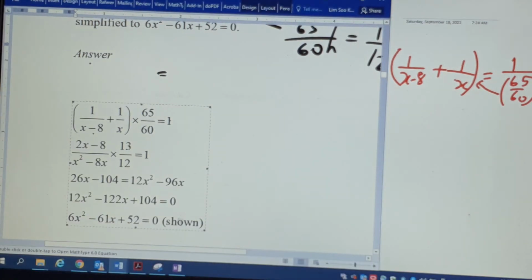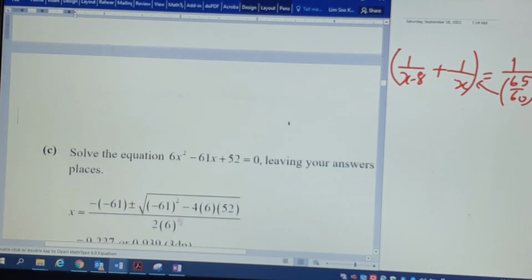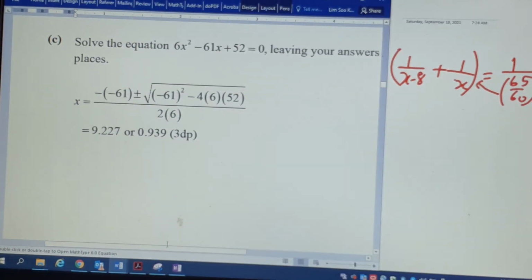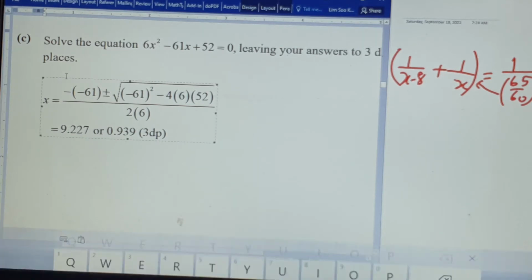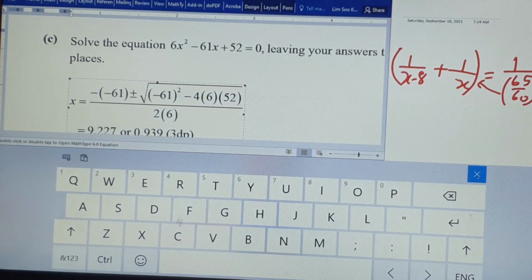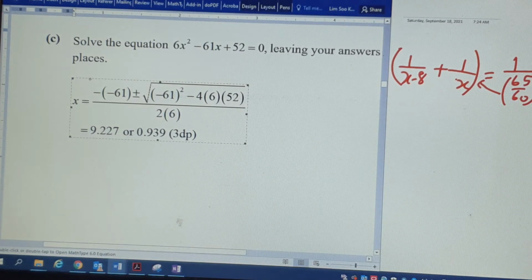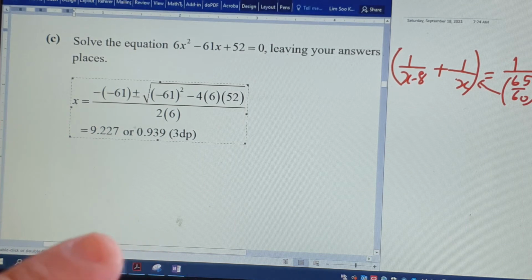Okay, I move on. This part here. Now, even if part A, part B, you also don't know how to do, you can still do this. Remember the formula, x equals minus b, plus minus square root of b squared minus 4ac, all over 2a, correct? Then you will definitely get two answers.